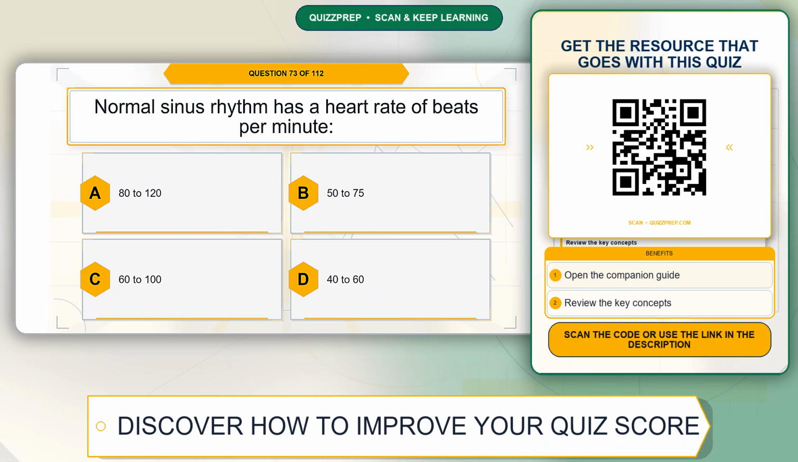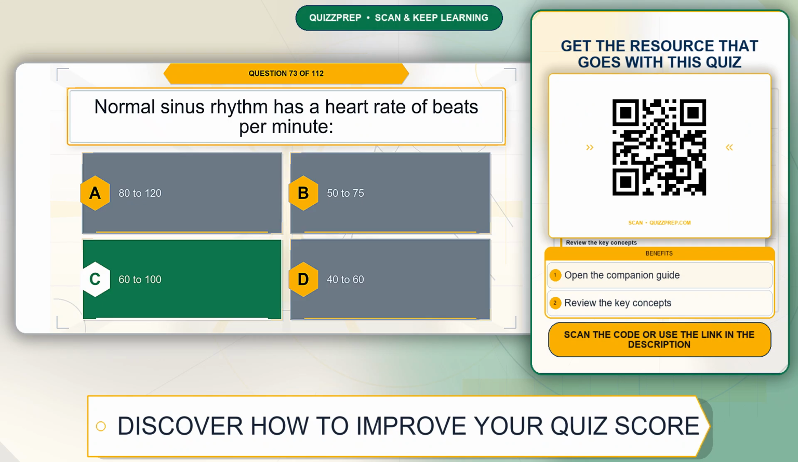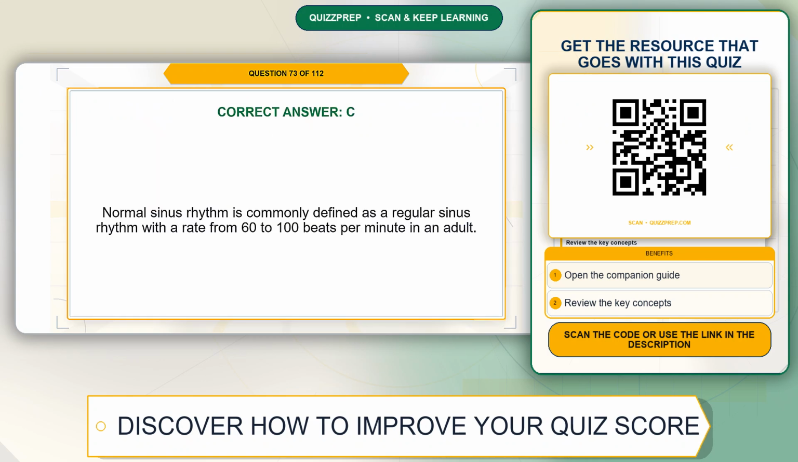Question 73. Normal sinus rhythm has a heart rate of beats per minute. Option A, 80 to 120. Option B, 50 to 75. Option C, 60 to 100. Option D, 40 to 60. The correct answer is option C, 60 to 100. Explanation. Normal sinus rhythm is commonly defined as a regular sinus rhythm with a rate from 60 to 100 beats per minute in an adult.